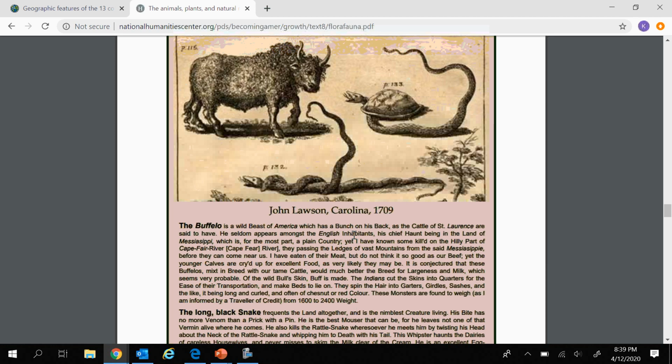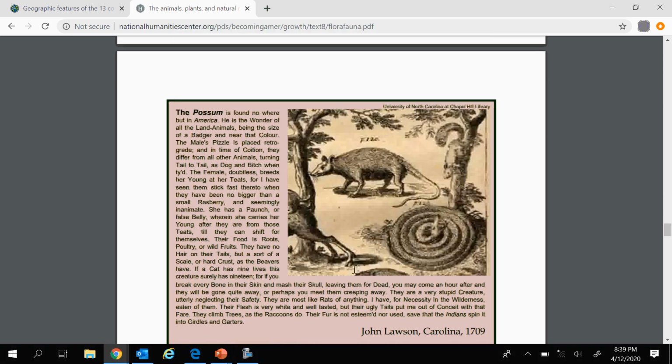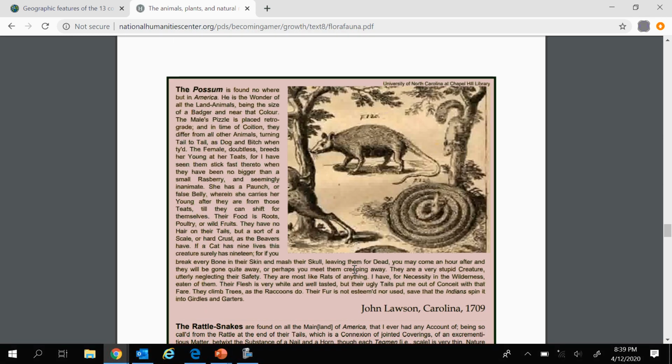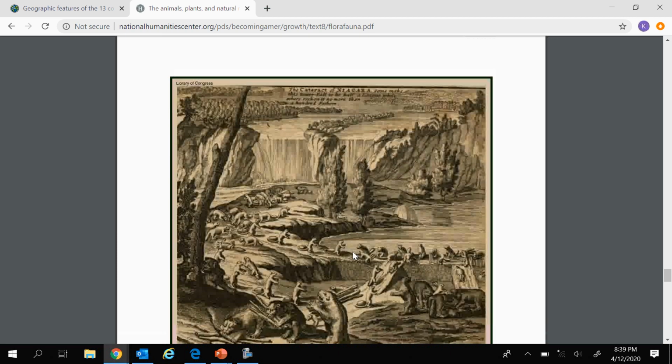And the buffalo, like we've learned about, or the bison, were really important to the Native Americans who lived in these regions over here, but also became really fascinating to the colonists because of all of the things they could do with a bison. John Lawson also noticed that the Native Americans used the buffalo, how they could catch them, and what they used them for, which I think is pretty interesting. And also in the Carolina colonies, this man is also finding a possum as well as other snakes. There's one more that we're going to look at.